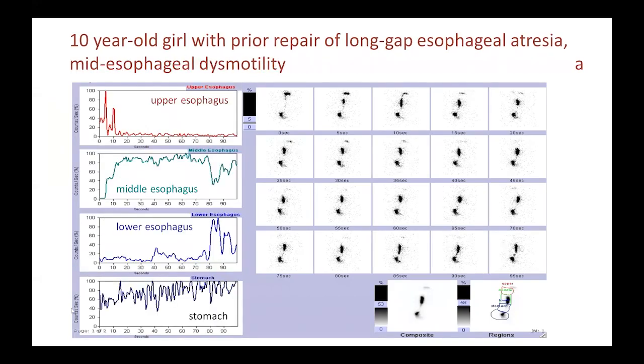Here we can see on the time activity curves again that it was rapid transit through the upper esophagus, prolonged retention in the mid-esophagus, and then slow passage through the lower esophagus into the stomach, telling us that she had mid-esophageal dysmotility in keeping with a late effect of her esophageal atresia surgery and not a primary problem related to her recent fundoplication.